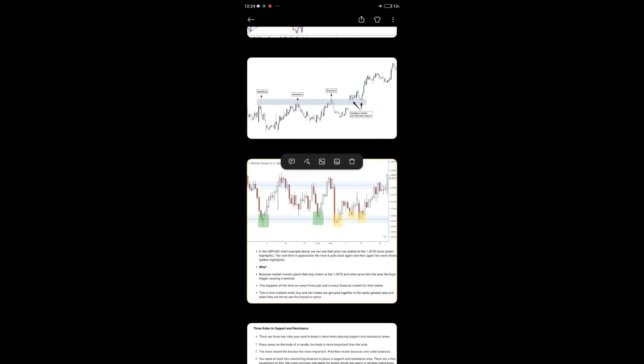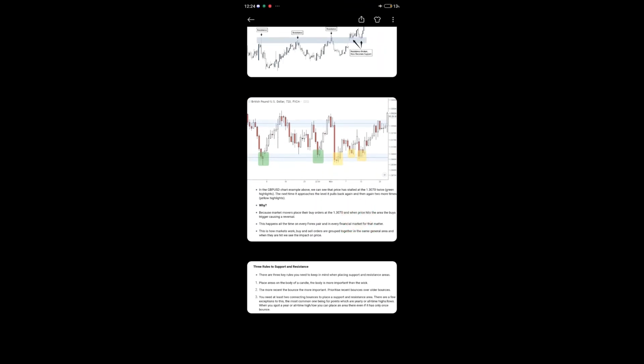Here are the 3 rules that you have to consider in placing your support and resistance areas. Rule 1 is to place areas on the body of the candle. The body is more important than the wick. Rule 2: the more recent the bounce, the more important. Prioritize recent bounces over older bounces.